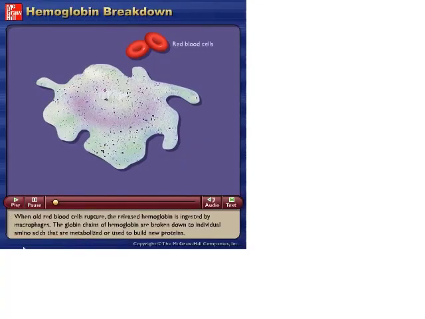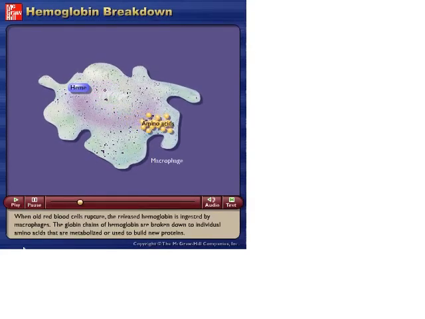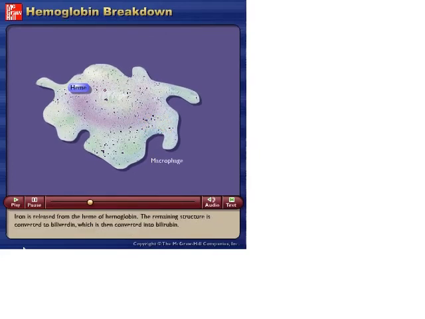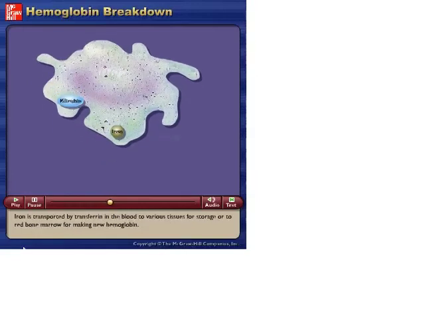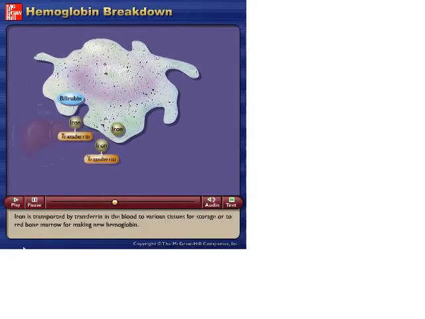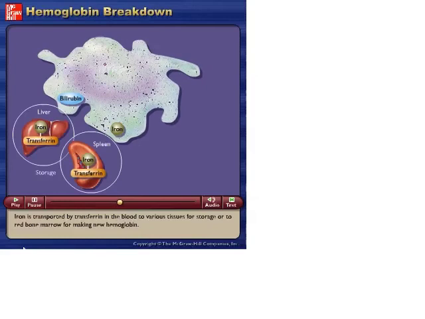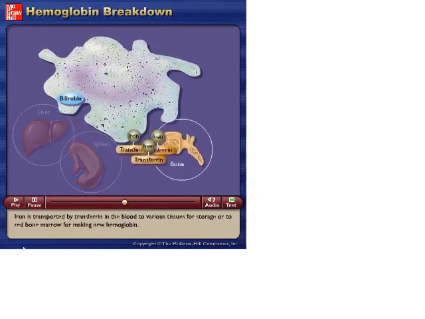When old red blood cells rupture, the released hemoglobin is ingested by macrophages. The globin chains of hemoglobin are broken down to individual amino acids that are metabolized or used to build new proteins. Iron is released from the heme of hemoglobin. The remaining structure is converted to biliverdin, which is then converted into bilirubin. Iron is transported by transferrin in the blood to various tissues for storage, or to red bone marrow for making new hemoglobin.